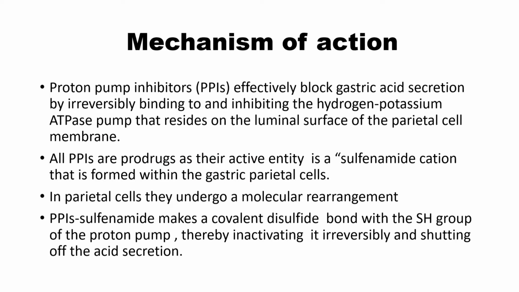Mechanism of action. They block gastric acid secretion by irreversibly binding to and inhibiting the hydrogen potassium ATPase pump that is present on the luminal surface of the parietal cell membrane. All proton pump inhibitors are prodrugs, as their active entity is a sulfonamide cation which is present in the gastric parietal cells. In parietal cells, they undergo molecular rearrangement. The sulfonamide makes a covalent disulfide bond with the SH group of the proton pump, thereby inactivating it irreversibly and shutting off the acid secretion.